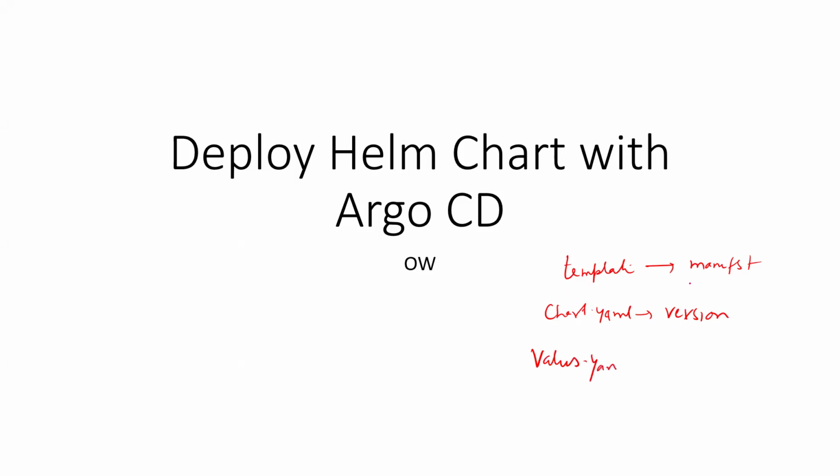The values.yaml file keeps the user-defined values, which the user can go and modify. Suppose I want to give the namespace name, I can put it under the values.yaml file. In the same way, if I want to give the number of replicas, that also I can put here. So this is the Helm package.